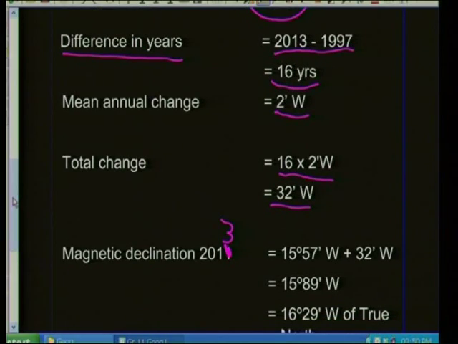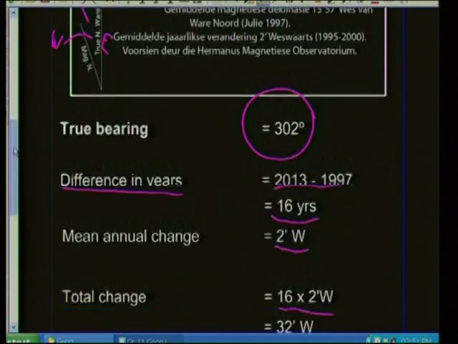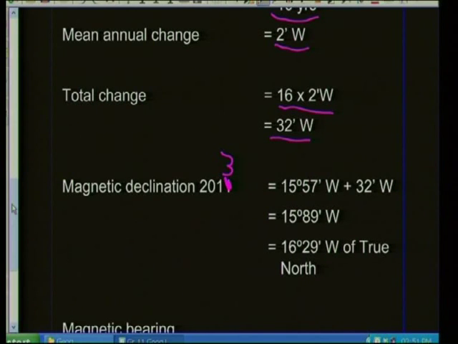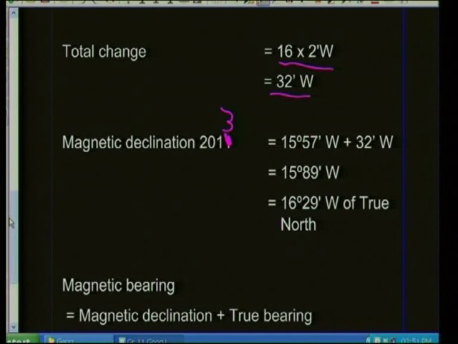What I do, I take my original one, which is 15 degrees, 57 minutes. That was taken in 1997. And I add 32 minutes to it, because my change is westwards. And what do we do westwards? When it changes westwards, the angle gets bigger and we add. So 15 degrees, 57 minutes plus 32 minutes, and I hope my calculation is right there, and yes it is. I added those two, and it gives me 15 degrees, 89 minutes.